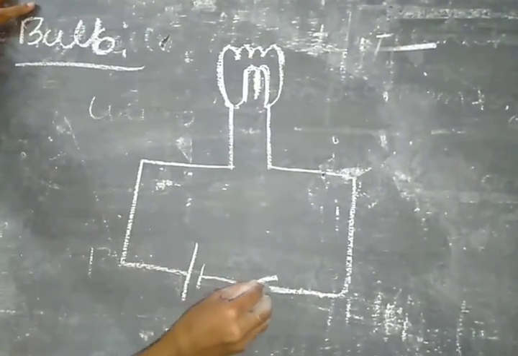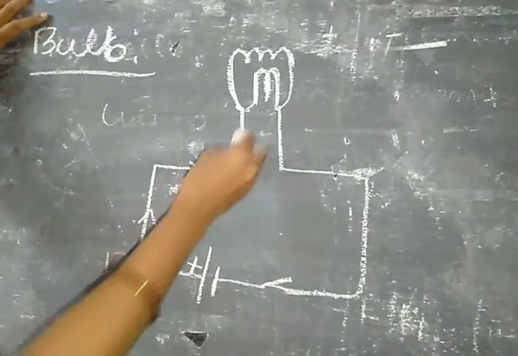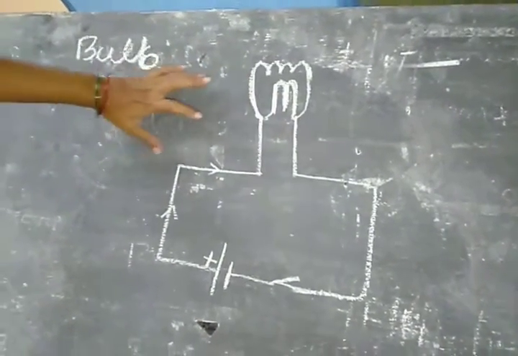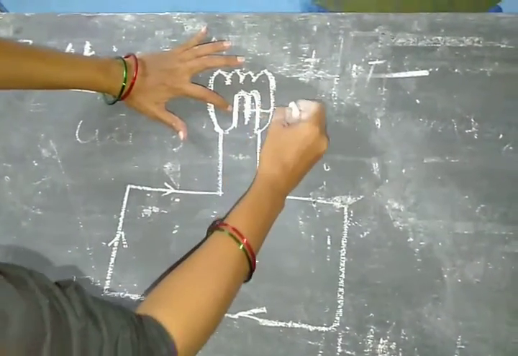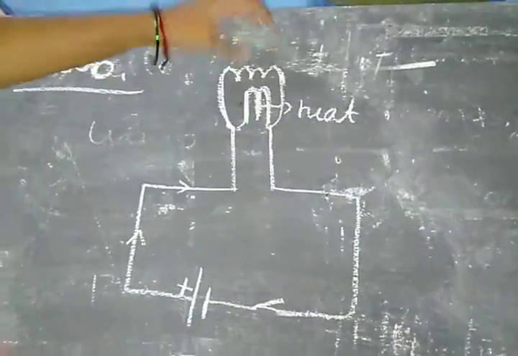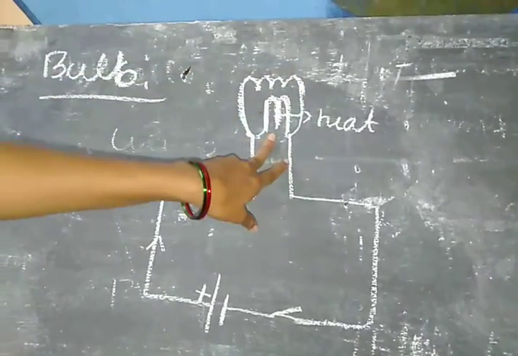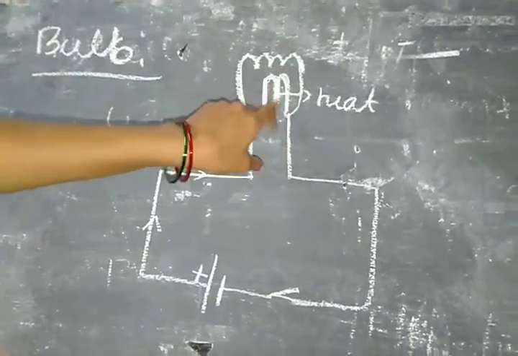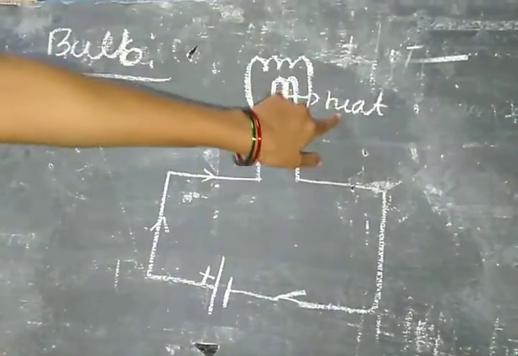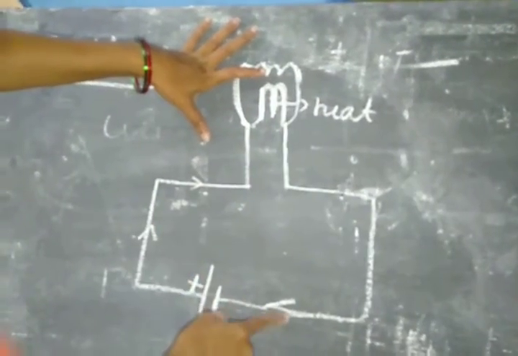Okay, so when the switch is on, from the battery electrons flow through this, and these electrons make the filament hot. So here it produces the heat effect. This heat effect will produce light, and then the bulb will glow. You should remember that this filament gets heated when electrons flow through this circuit, and this heat produces light. So then the bulb will glow when you switch it on.